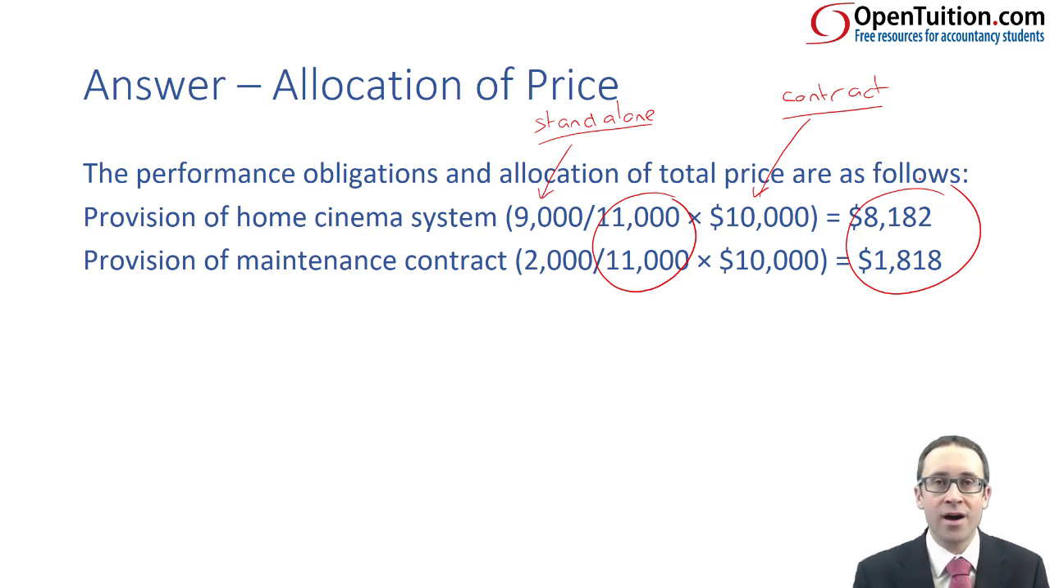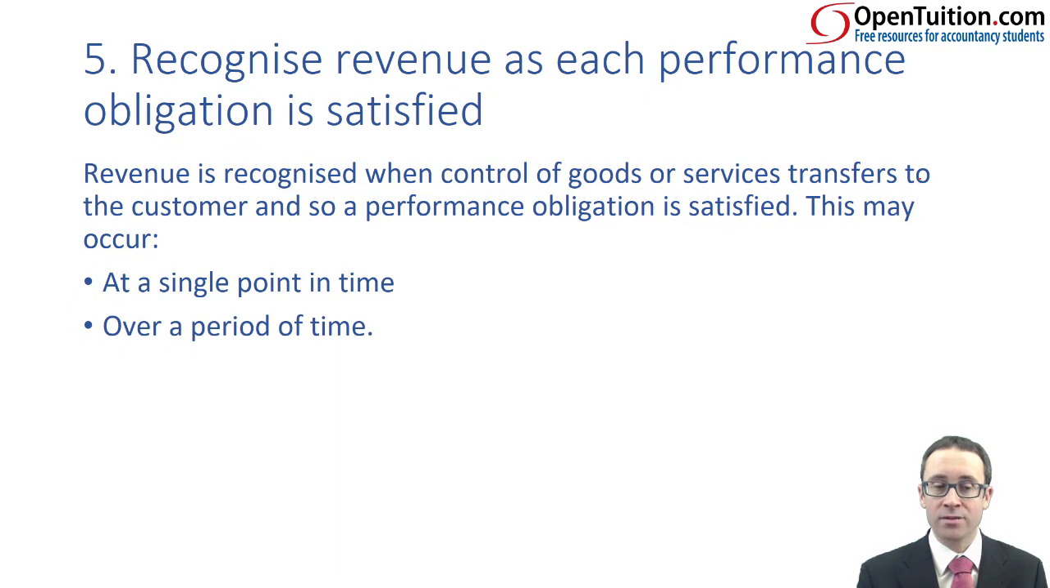Okay, how do we then go through and recognise them? Well, that's step 5, isn't it? Because what you've got there is the home cinema system or the entertainment system is goods, and then the repairs and maintenance is services, isn't it? So that comes back a little bit to what we saw in those very early examples under IAS 18, goods and services. So goods are recognised at a point in time, services over a period of time.